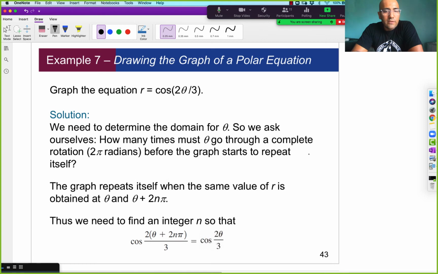The only thing that's kind of tricky is figuring out the section of the domain that's needed in order for you to trace the full image without retracing it, right? Without going over it again. So you don't want to go too small in the theta section of the domain, because then you might not get the full picture. But if you make it too big, then you're going to start retracing the graph.